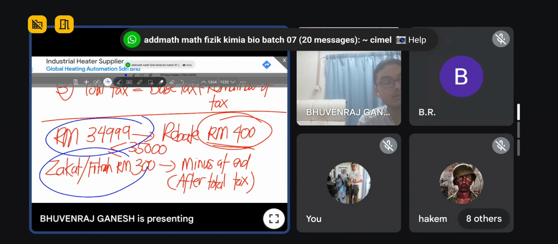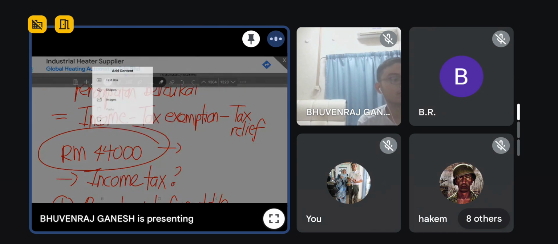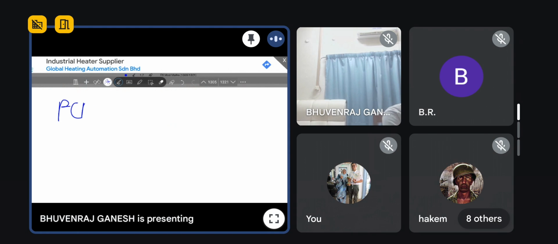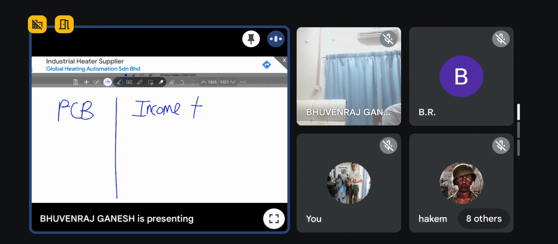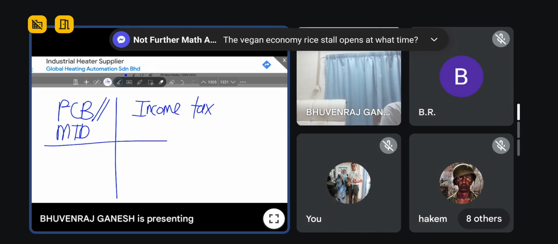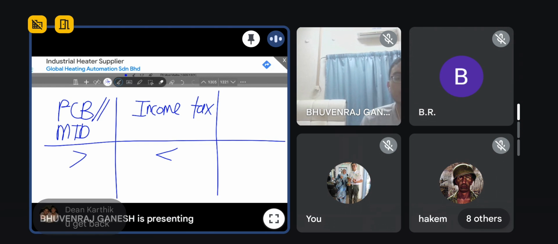Alright, so then we also learn on this thing. Okay, let me put another page. Okay, we all learn about PCB and income tax. Am I right, guys? Kita belajar yang ni. Okay, in English, it's actually called MTD, you know, monthly tax deduction. For those take DLP, okay, it's monthly tax deduction. So we have a relationship. There is some relationship that you need to know. Okay, guys, let's say your PCB is greater than the income tax. Nilai PCB lebih tinggi dari cukai yang kamu kena bayar. So what will happen? What is the action?